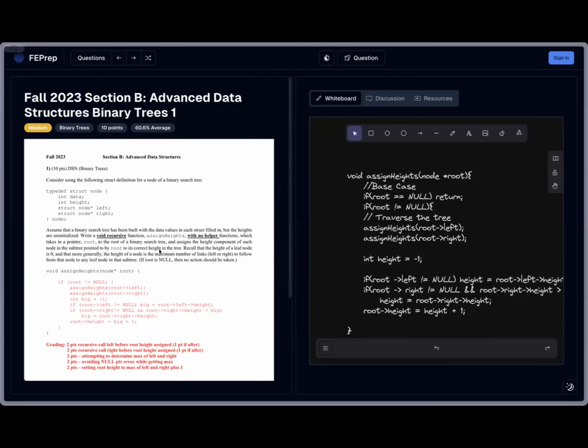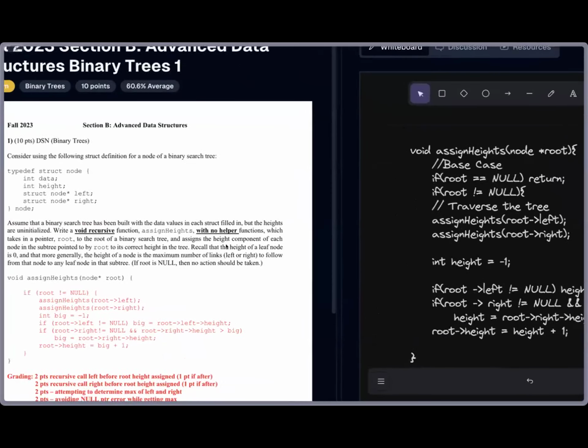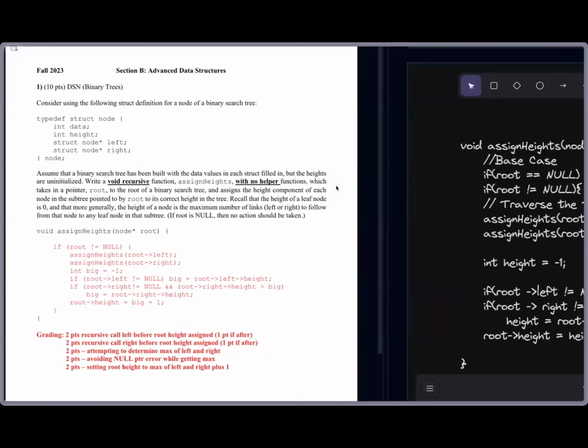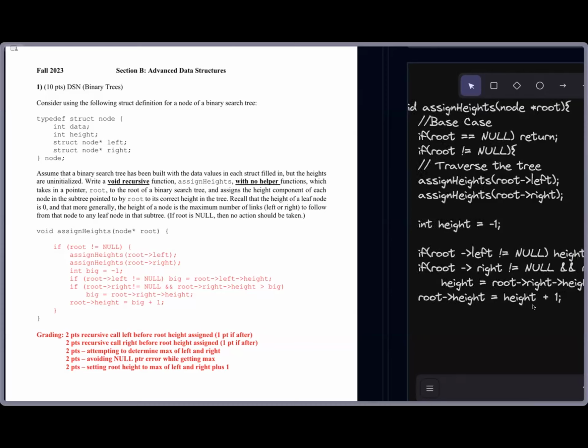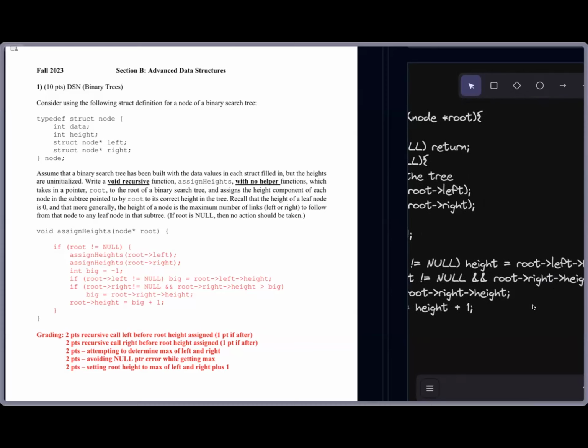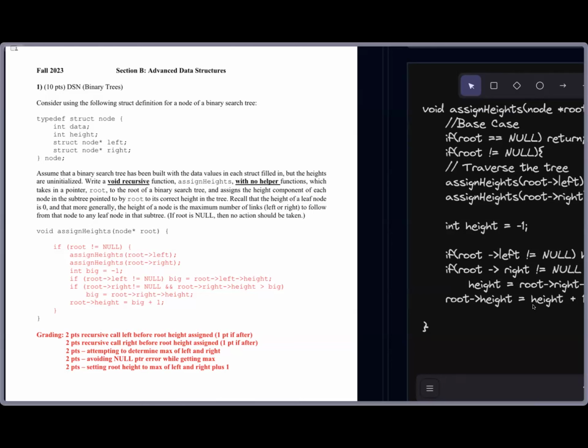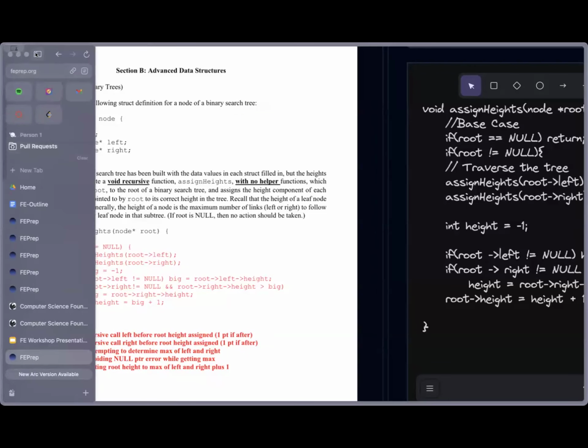Can you guys see it decent enough? Okay, cool. All right, does anybody have any questions about this question? I will answer them to the best of my ability, but it looks like you guys did really good in figuring this out. Okay, go ahead and move to the next question that I have prepped for you guys.